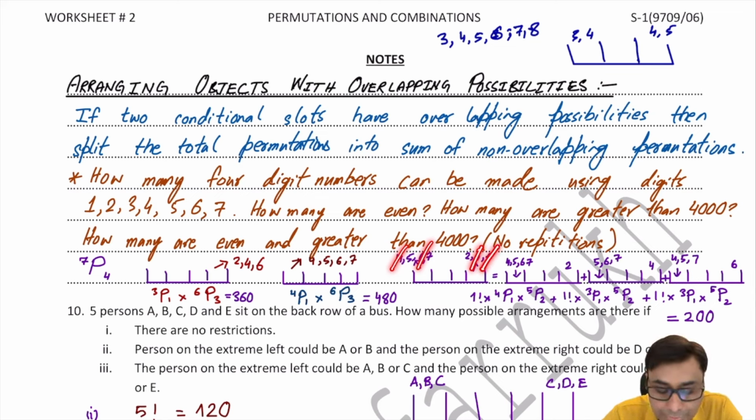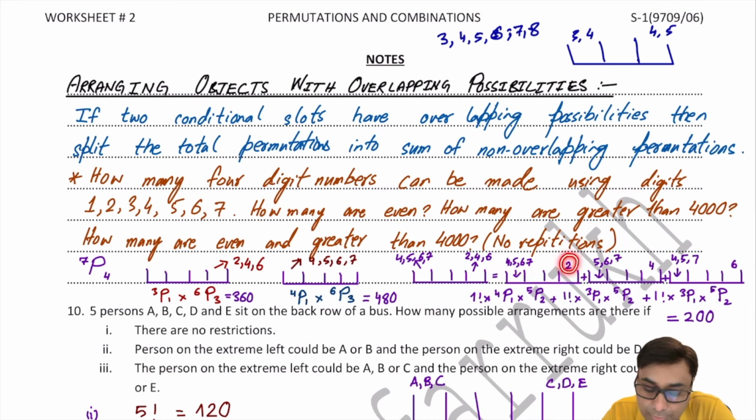And since they are overlapping options, that raises a concern: if I put 4 here, then I'll have 1 less option for the last slot. But if I put 5 or 7 here, I would still have 3 options. So to cope with these kinds of situations, you can split it up into different possibilities. You could do it the other way around as well: 2, 4, 6 for the last slot, and then take different options for the first slot from 4, 5, 6, 7.